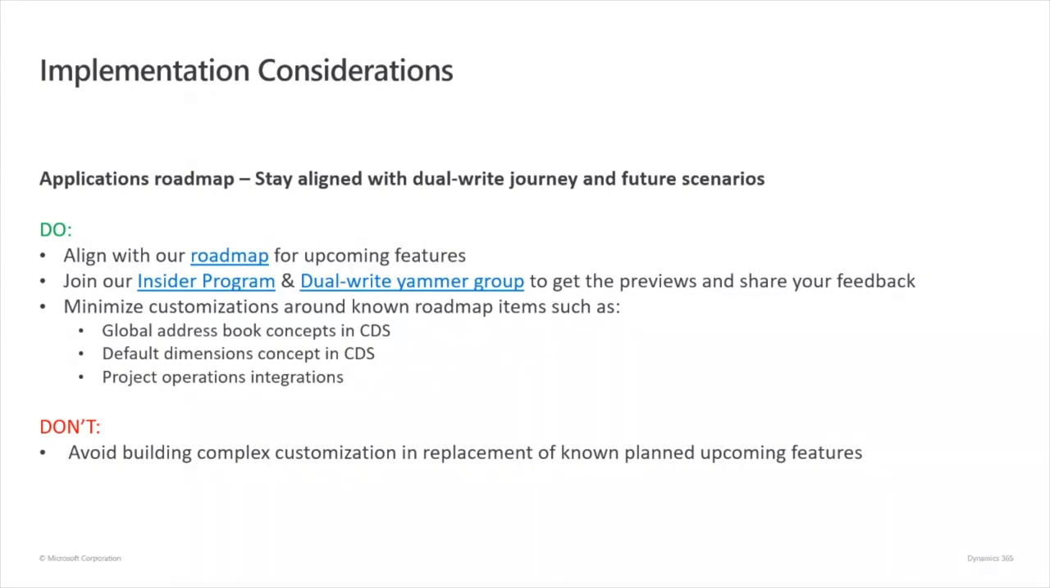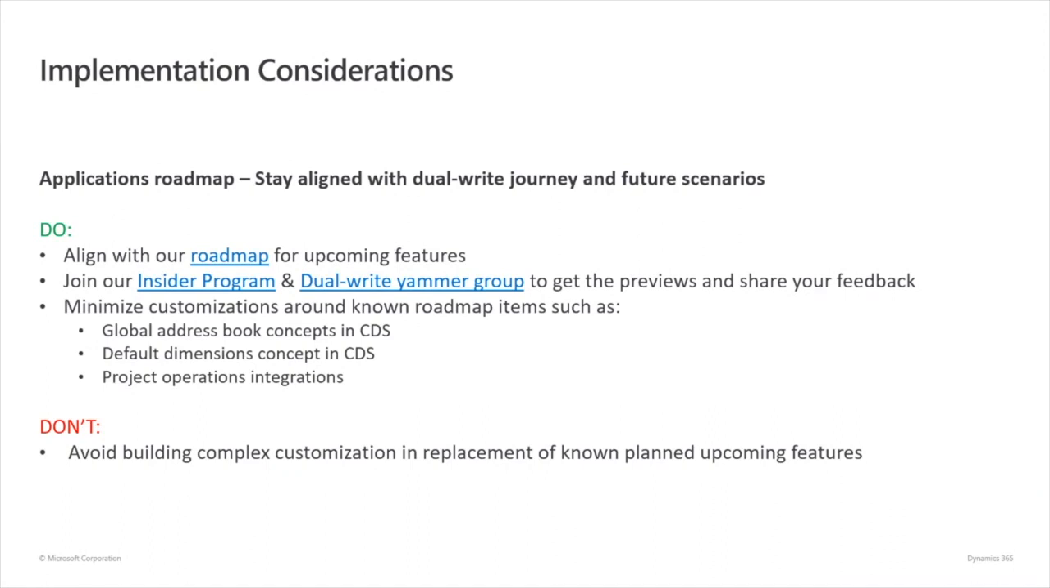Today we are already aware of certain upcoming features, things like the global address book concepts in CDS, or the ability to synchronize multiple addresses for a customer. Other things like the default dimension concepts in CDS or the project operations integration. If you need to build a solution today, our recommendation is to minimize customization around those known roadmap items, so that once these features are available out of the box, you can simply transition to the standard feature. And the same goes for what we encourage you to avoid: avoid building complex customizations, almost reinventing the wheel, if you know that something is already upcoming.